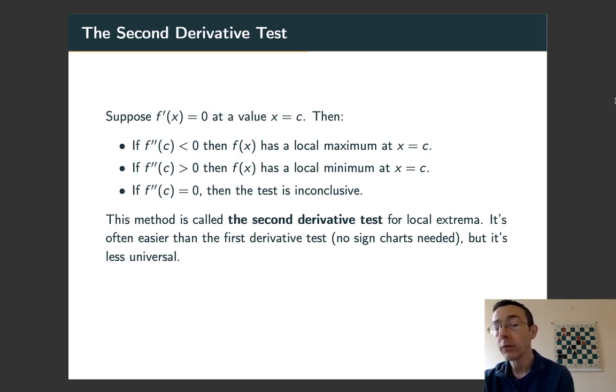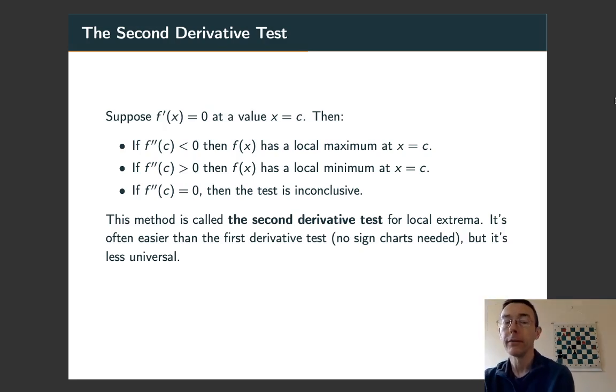Then the second derivative test says that if the second derivative is negative, then f has a local maximum at that value. If the second derivative is positive, then f has a local minimum at x equals c. However, if the second derivative is exactly 0 at that critical value, then the test doesn't give you any information. You have to use some other technique, usually the first derivative test.